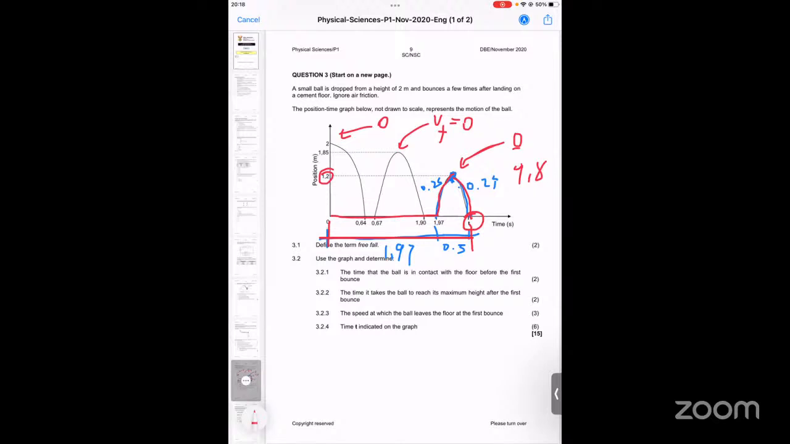So you're asking why we are not saying 0.64 plus 0.67 plus 1.9 plus 1.97. Is that what you're asking, Henry? Yes, sir. So if you add those times, it wouldn't be practical.